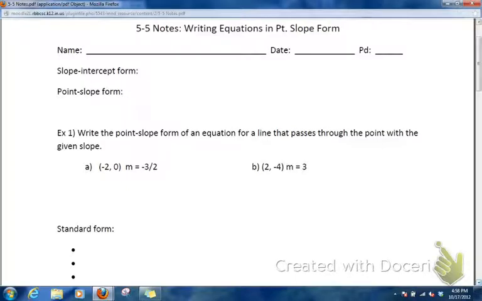Okay, this is the video lesson for 5-5, writing equations in point-slope form.